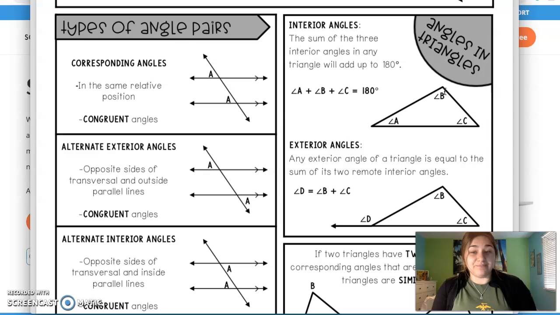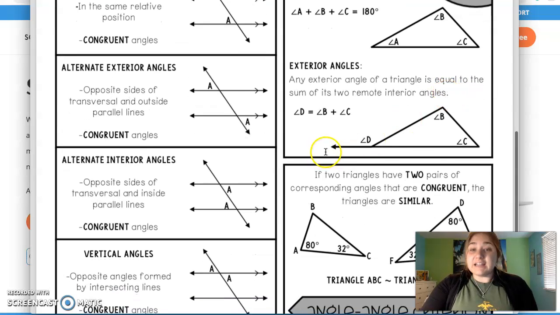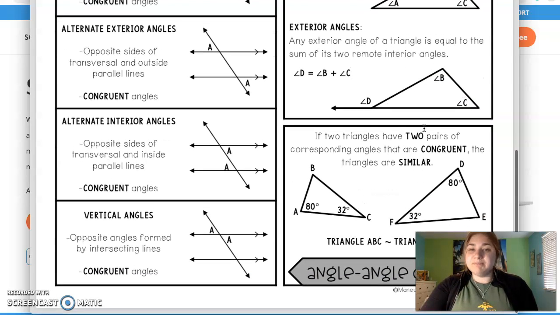and that's going to give me my angle of A. Now for exterior angles, so we have this triangle looking thing, and we want to know angle D. What I'm going to do is add B and C and equal it to D. We do a problem like this on our study guide, so it will be a little bit more explained on that with an example problem.